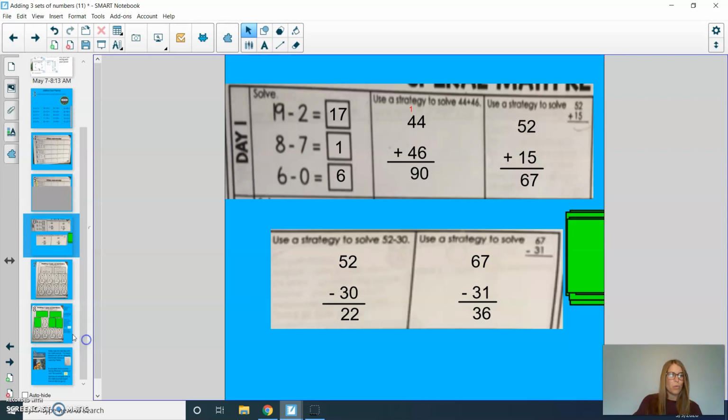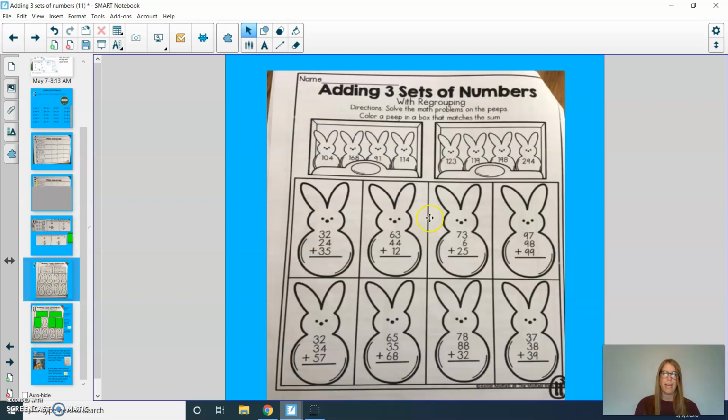We're going to talk about one more page in our distance learning packet today. So if you can find page 11, that's called Adding 3 Sets of Numbers with Regrouping. So for the directions, we're going to solve the math problems on the peeps and then color a peep in a box that matches the sum. If you're noticing, once you're done solving, you do not see your answer up here, then that lets you know that you need to try that one more time because you maybe made a mistake.